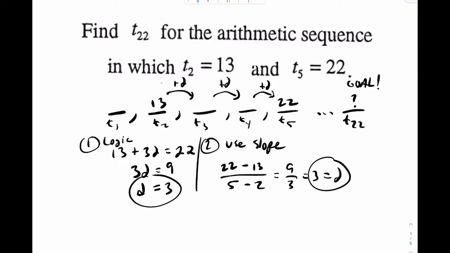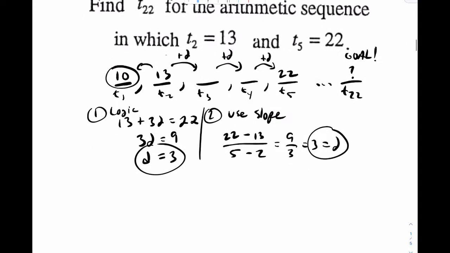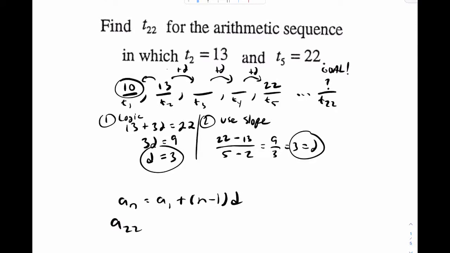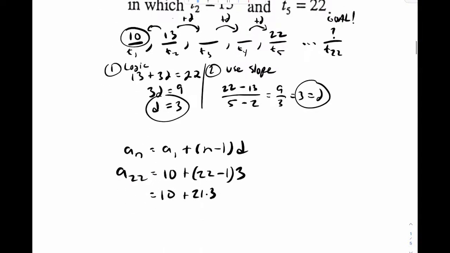Now once you have d, we can easily find the first term. Because if the second term was 13, that would mean the first term must have been 10. So now I can use my formula right here. I want to find the 22nd term. I know the first term was 10, and n is 22, and our common difference is 3. So 10 plus 21 times 3, that is 10 plus 63. Our answer is 73.